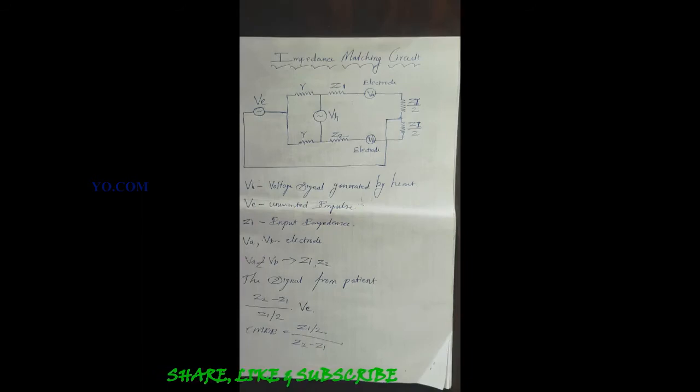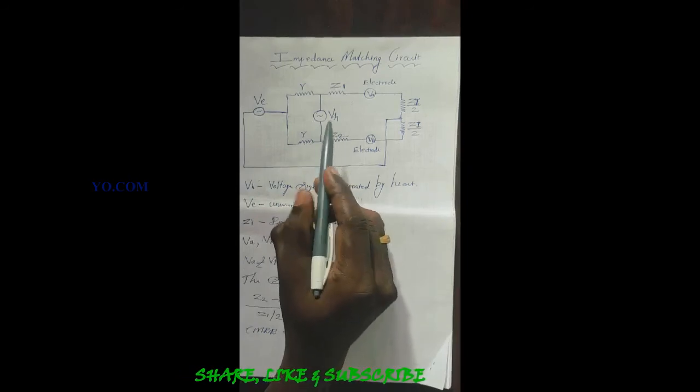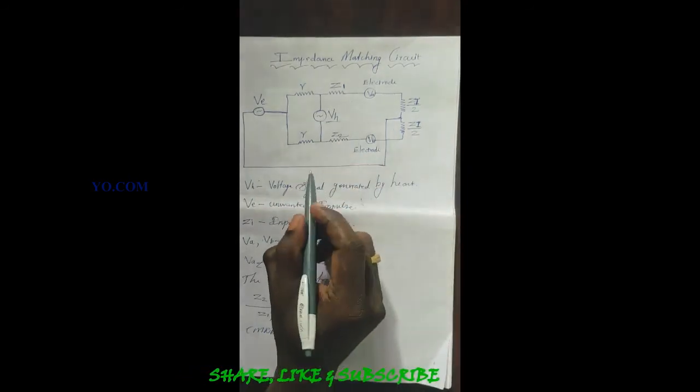Here VH is the voltage signal generated by the heart. Then VE is the unwanted impulse. This unwanted impulse comes from external sources, such as the AC mains and other vibrations. These are the unwanted impulses.